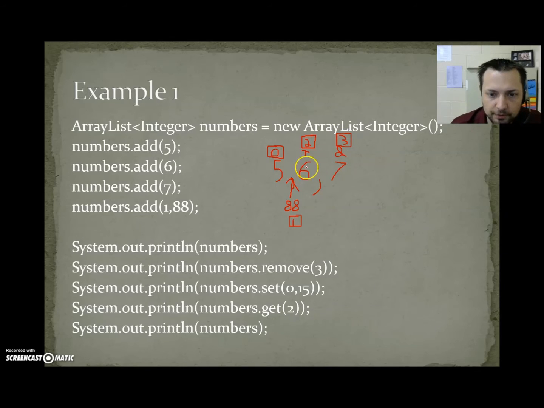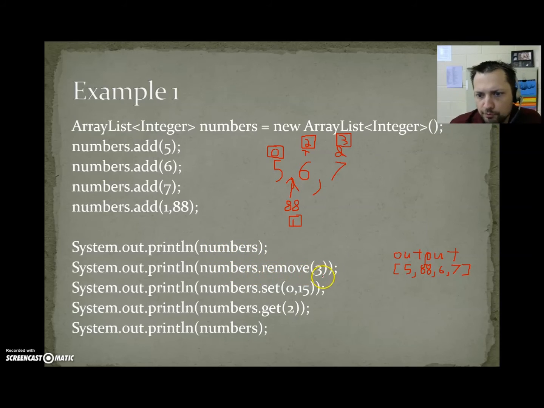Now let's run through the output. On one line, we print numbers. It's going to automatically know that it's going to put a bracket, 5, 88, 6, 7. And we get commas. So whenever you call it, it has a toString already. That makes everything look beautiful.